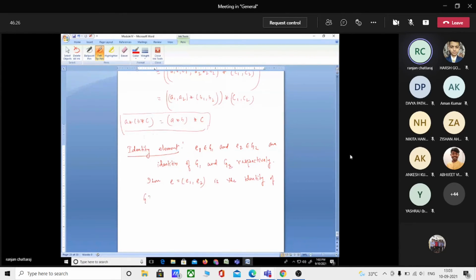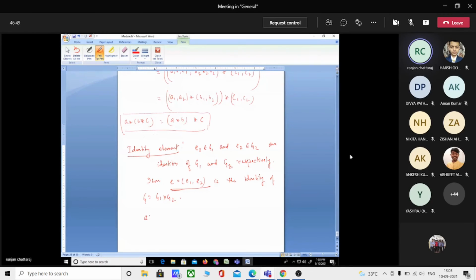It is the element G equal to G1 cross G2. It is the first condition. Second, we have to consider this element. Suppose this is (E1, E2), your ordered pair. Now we have to show that A B belongs to G. You are considering this as the identity.